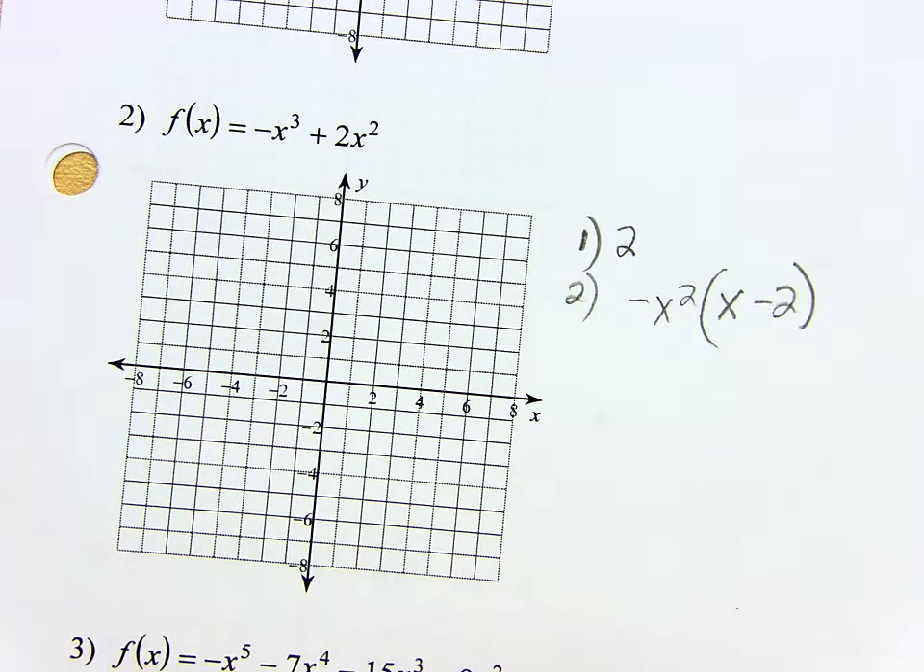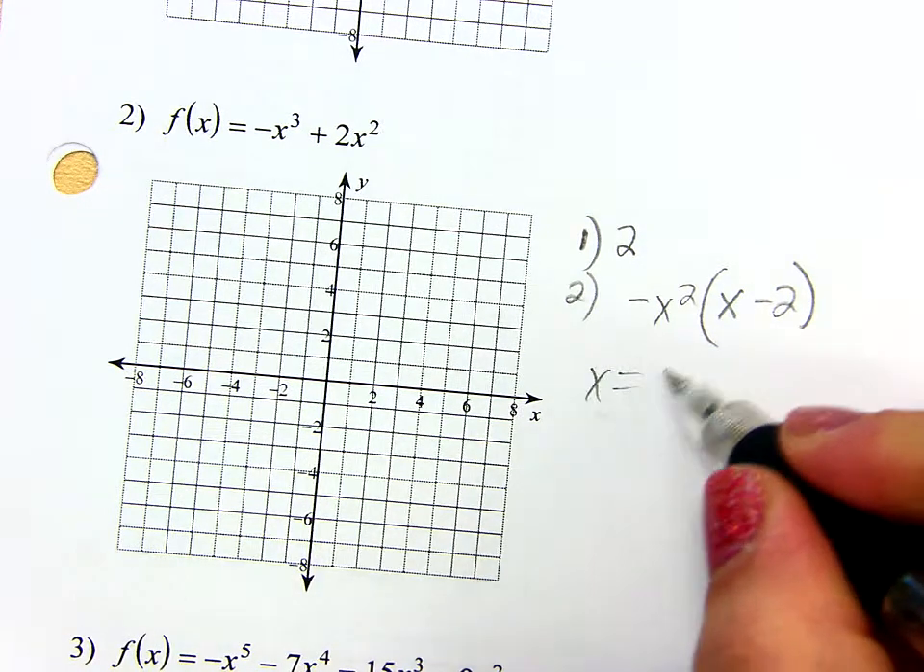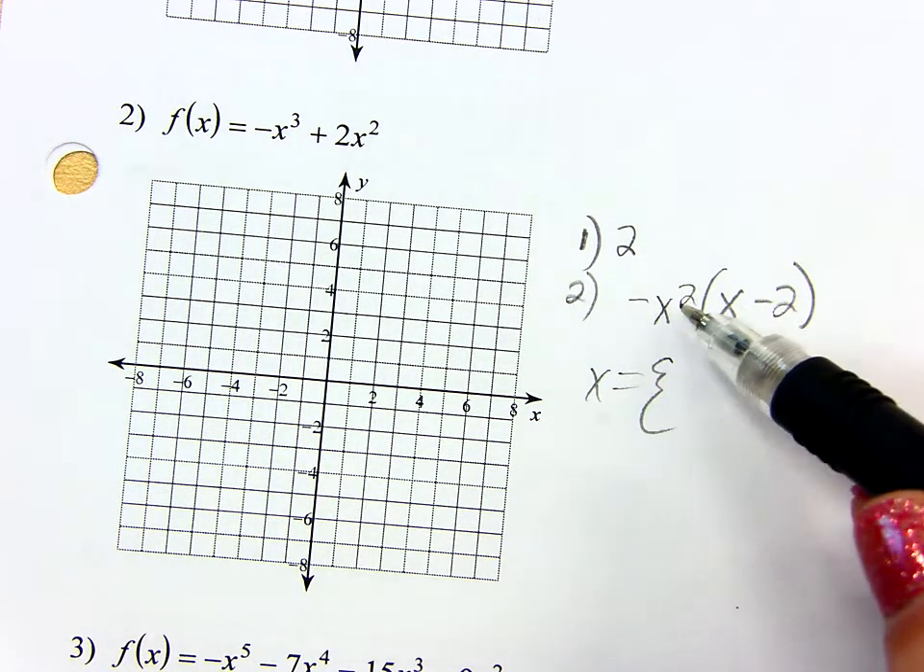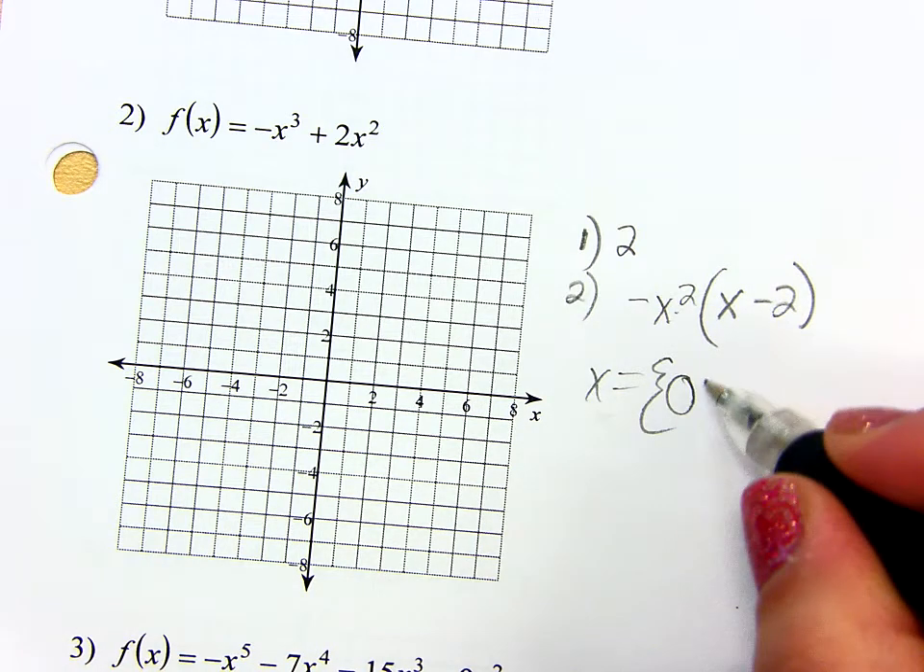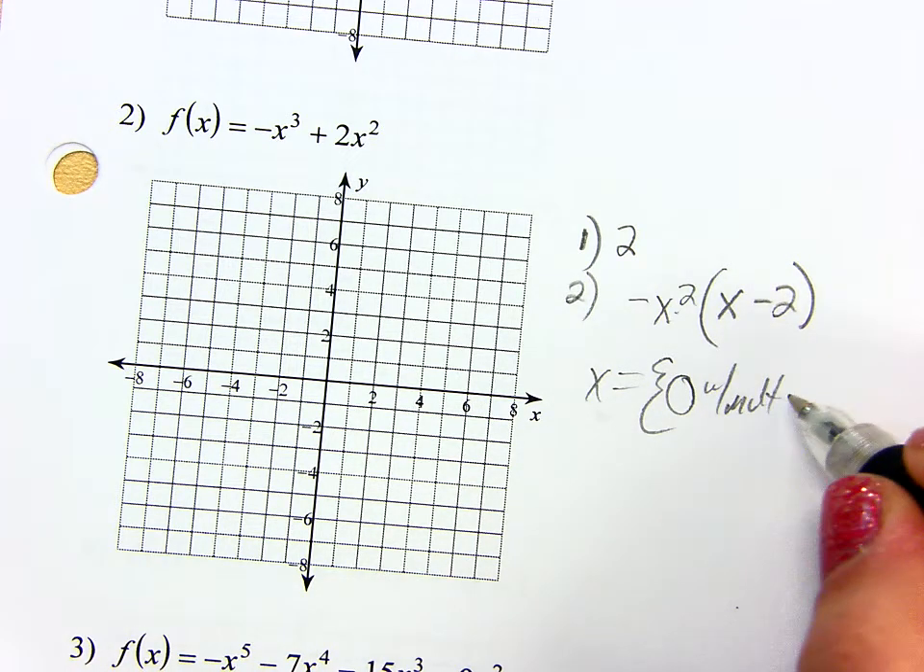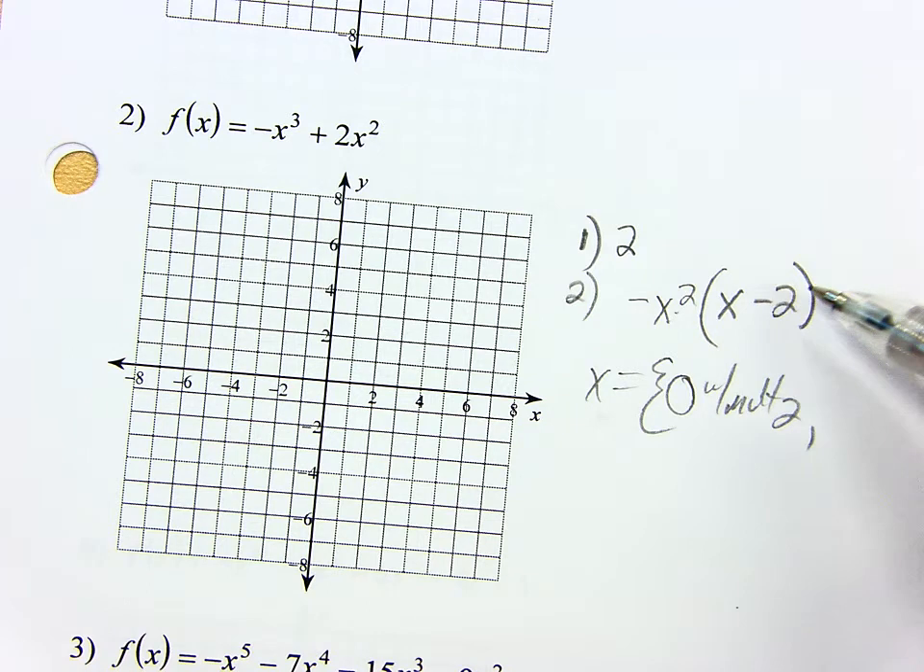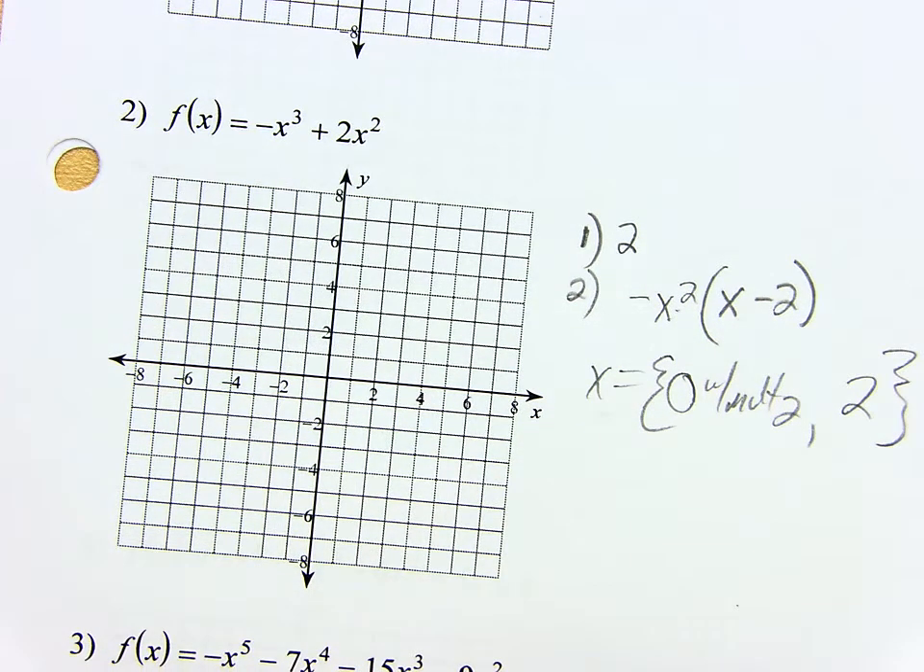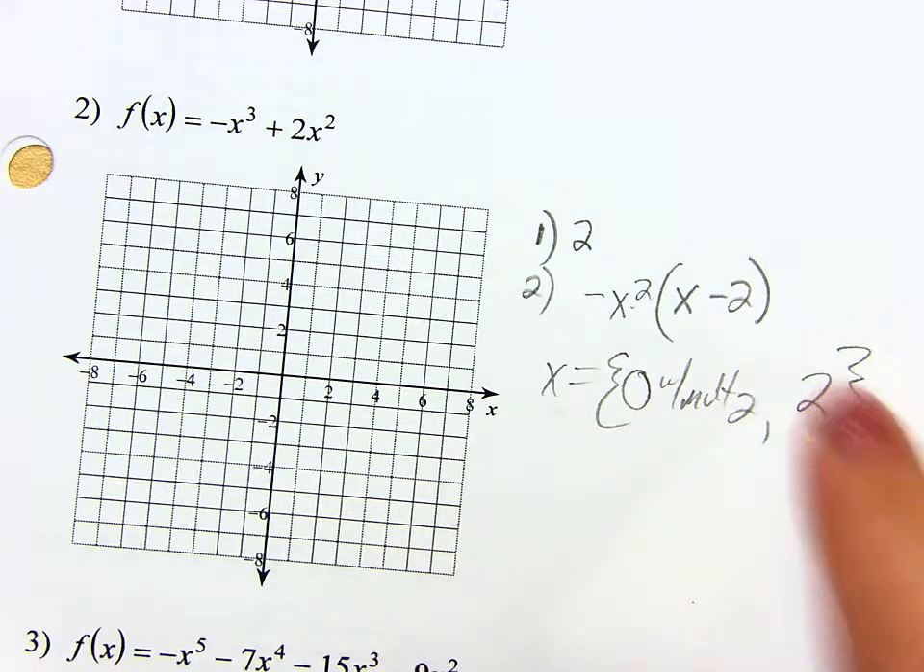I have all of them now. I know what they all are. 0 multiplicity of 2. Right, I get 0 twice from that. So I get 0 with multiplicity of 2. And then I also get positive 2. And I just get that one time. So I should have 3 answers. I do. 1, 2, 3.